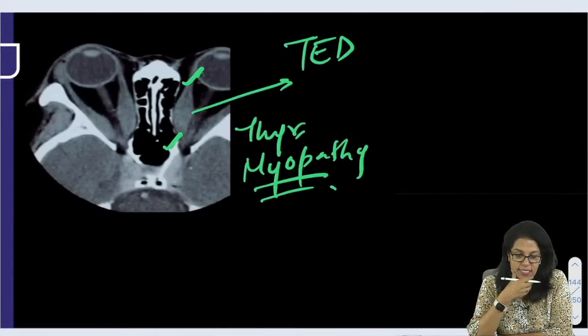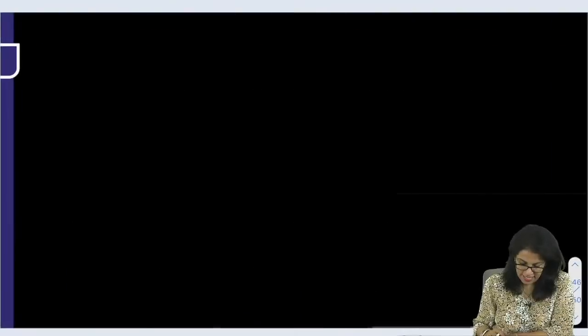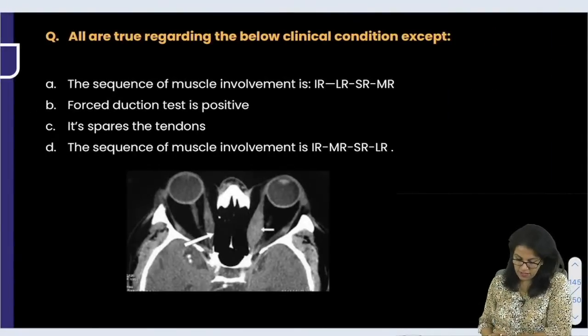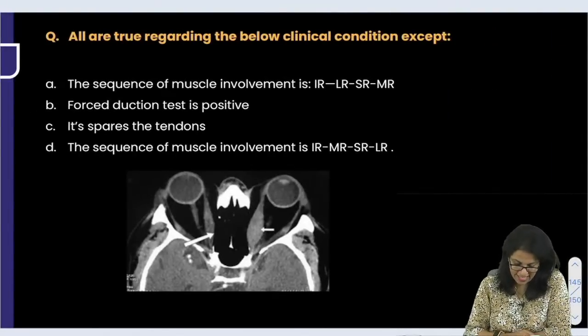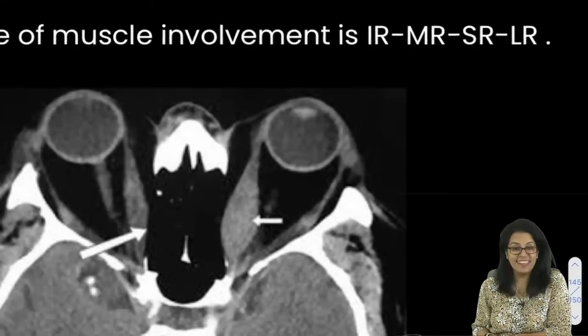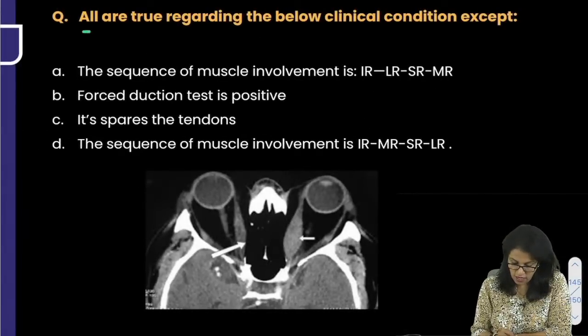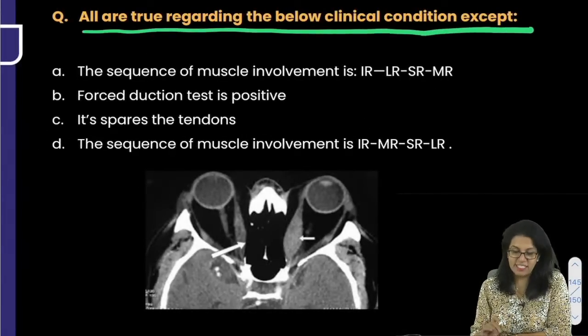Right? So, I think this one was cola. Anyway, now we come to the next. What do we have for this? The question here is, so it is again the thyroid myopathy, and now what is the question? All are true regarding the below clinical condition except.